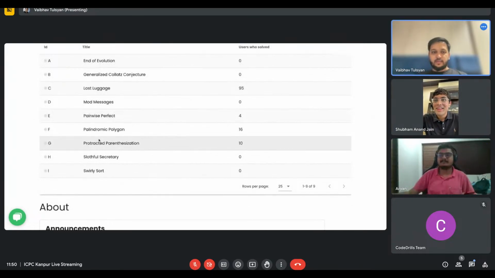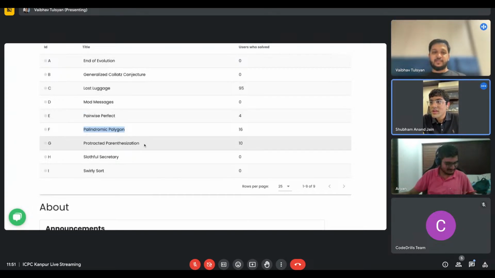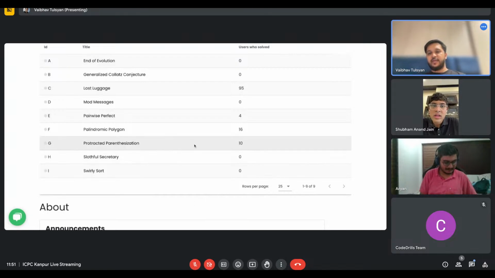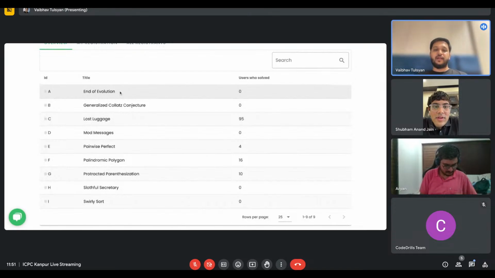Right. And F is supposed to be a relatively easy problem, but we only have 16 solved so far. But it's a geometry problem, so I think people are staying away from it a little bit. The next easiest, I think, is Protracted Parenthesization, which has 10 solves so far. So I think we'll see some more here. And we have only one team, Faceless Men, that is trying End of Evolution, which is supposed to be a hard problem, I guess. They are the only ones trying to solve A, but they are not very close, I think. They still need to work on their solution.